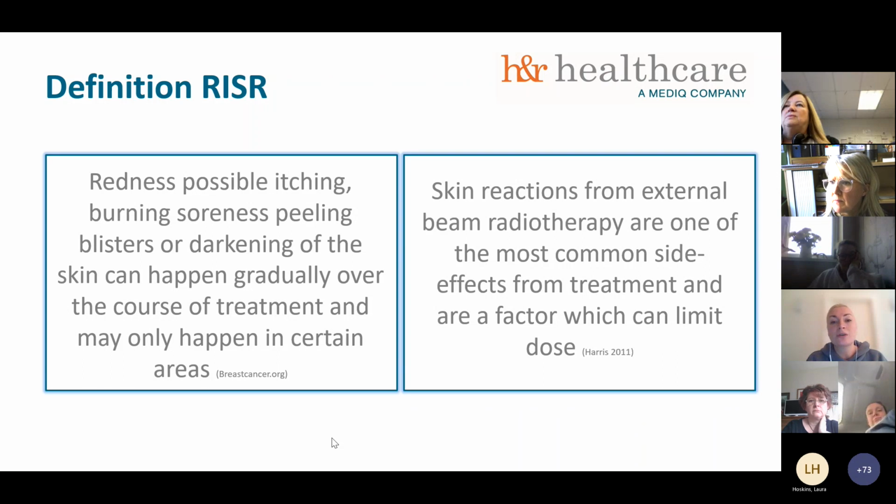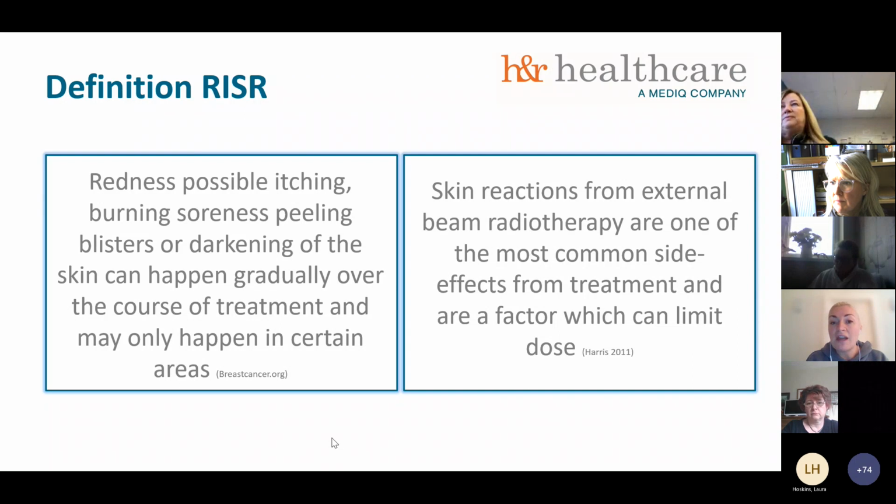So, we've got a definition there: redness, itching, burning, soreness, peeling, blistering or darkening of the skin, so changes of the skin pigment. And we know this can happen gradually over the course of treatment and may only happen in certain areas, or it may well be that there are certain areas that would be more significant in relation to how that skin's going to react.